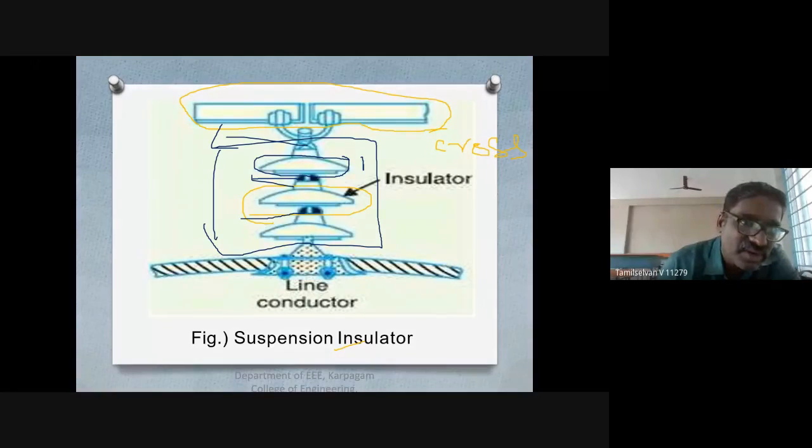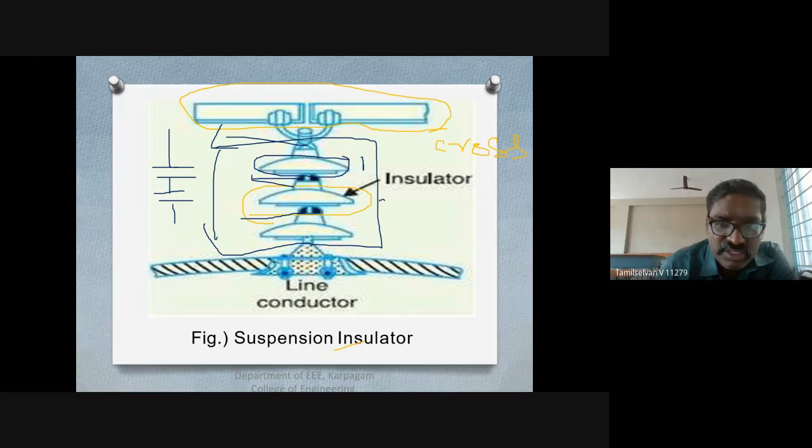I can try and even draw this capacitance. Suppose this is disc one, which is connected through a string, so that forms the metallic path for the flow of current. This is my disc two, and this is my disc three. Between the metallic links and the insulator, this forms a capacitance, which is called a mutual capacitance.